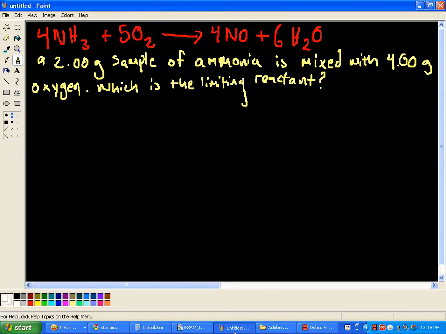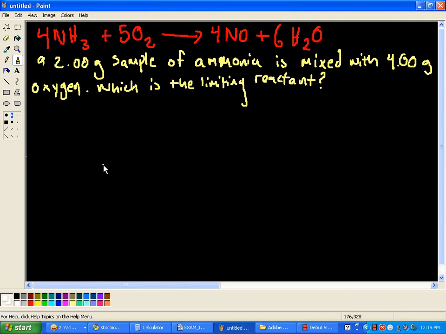Okay, everybody, today we're going to be doing a limiting reactant problem, and I'm going to try to explain as best I can exactly how you would go about solving this problem. Now, written here, we have the balanced equation of 4NH3 plus 5O2 yields 4NO plus 6H2O. And the problem says a 2-gram sample of ammonia, which is the NH3, is mixed with 4 grams of oxygen, which is a limiting reactant.